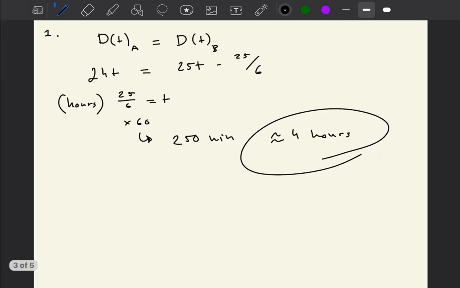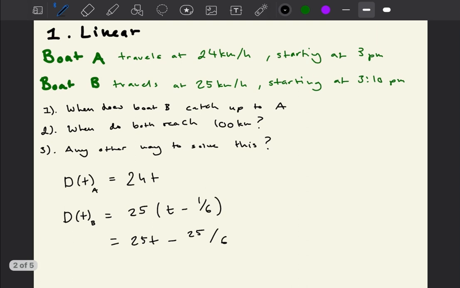And for the third question, they asked us whether there's any other way to solve this problem. If you look back at how we went about this, we basically used the clock of boat A. We said that boat A starts at 0, right? Now that's not what we had to do.